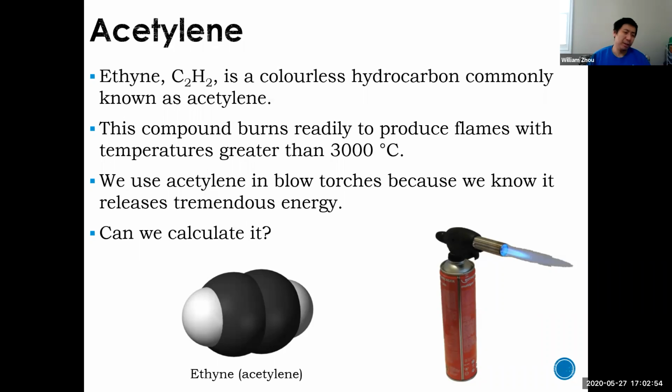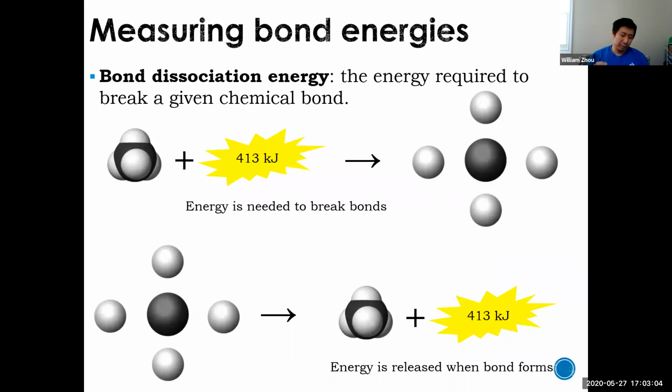But how much energy? How do we calculate the amount of energy released from burning acetylene, or anything for that matter? So in order to do that, we need to use bond energy, all right? And there's something called bond dissociation energy. Dissociation means to break apart. So bond dissociation energy is the energy required to break a bond.